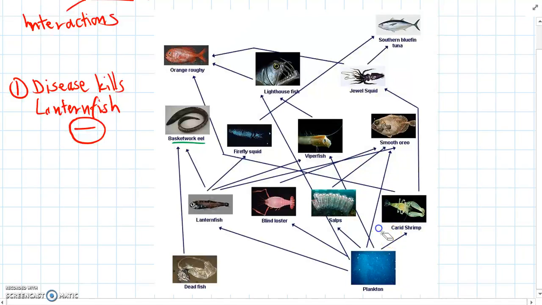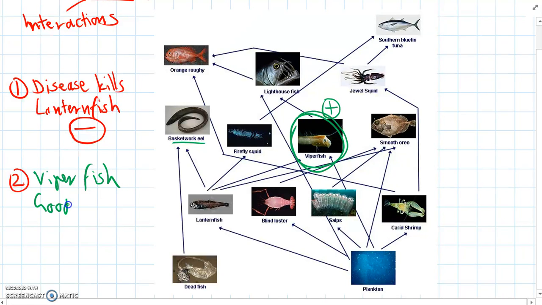So now let's look at a different situation where one species increases in number instead. So let's look at the viperfish here in the middle. In this situation, the viperfish might have had a good breeding season, and there are lots more viperfish now in the ecosystem. And again, let's look at all the different animals in the ecosystem and see what the effects will be because of this increase in viperfish.